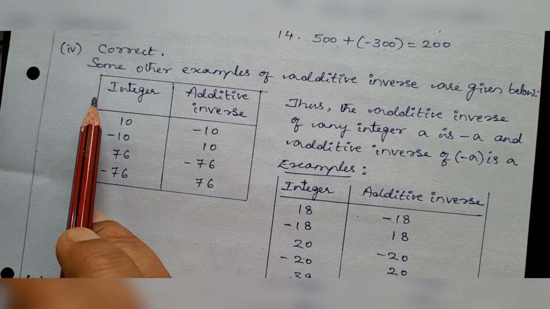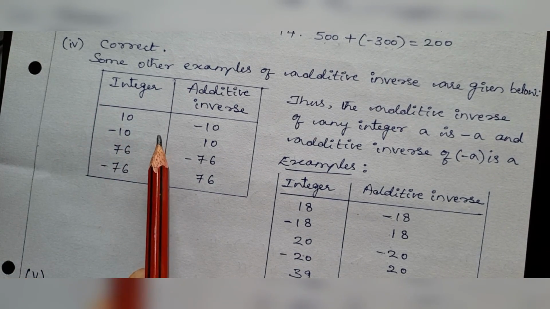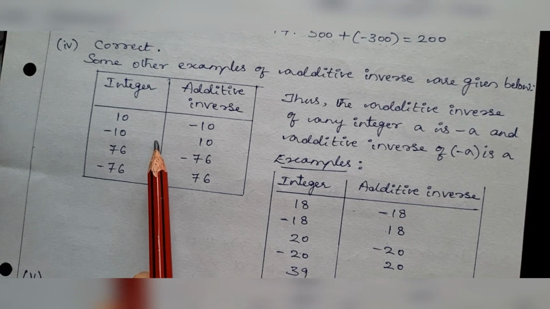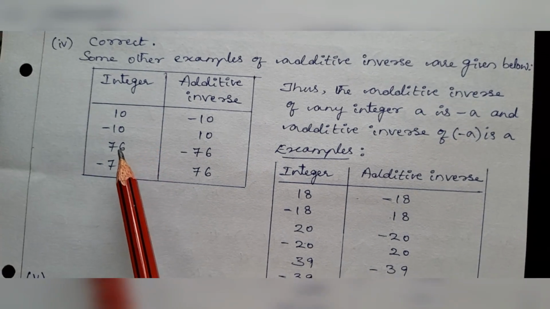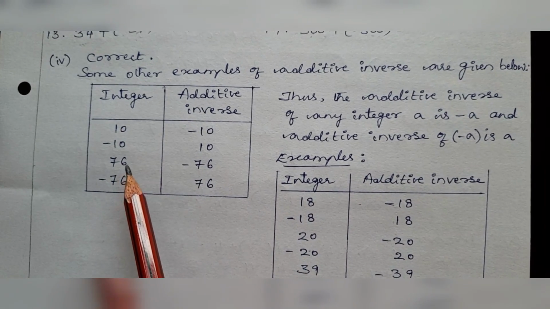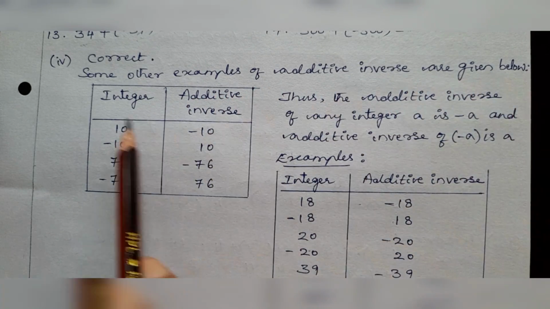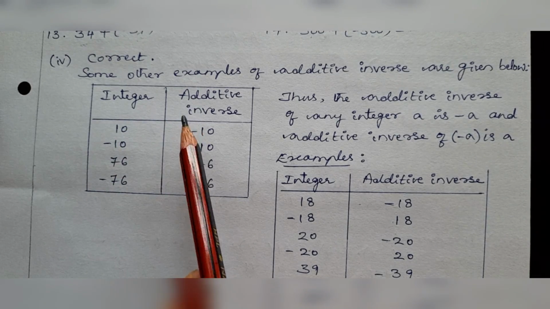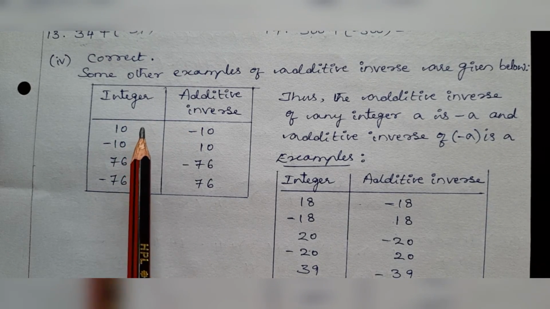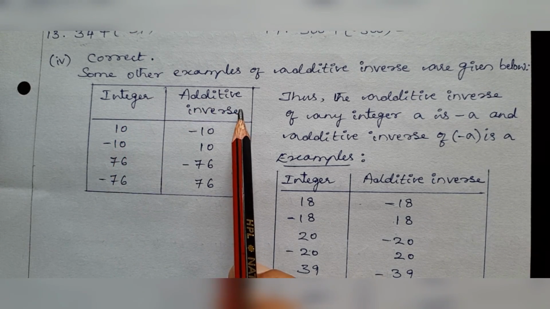Next, the fourth statement. The additive inverse of an integer 8 is minus 8 and the additive inverse of minus 8 is plus 8. So that statement is a correct statement. Some other examples of additive inverse are given below. Make a table with two columns. The first column is integer, the second column is additive inverse.